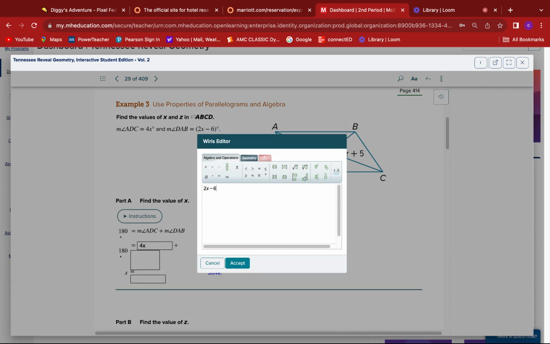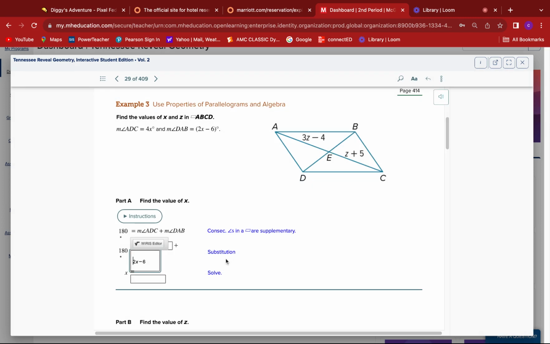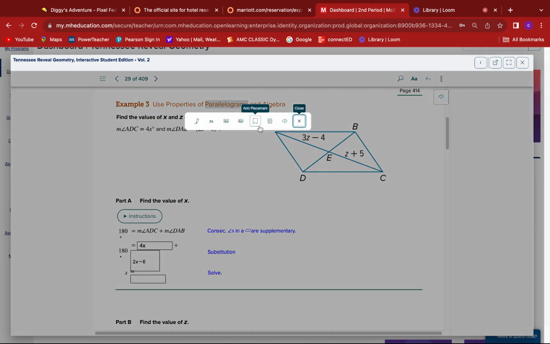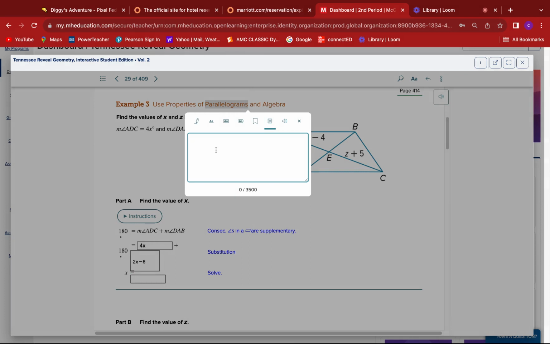2x minus 6. All right, there we go. Okay, so I need to have some like terms. So to help out my visual people, 180 equals 4x plus 2x minus 6. Well, 4x plus 2x are like terms, and 4 plus 2 is 6. So now I've got 6x minus 6.